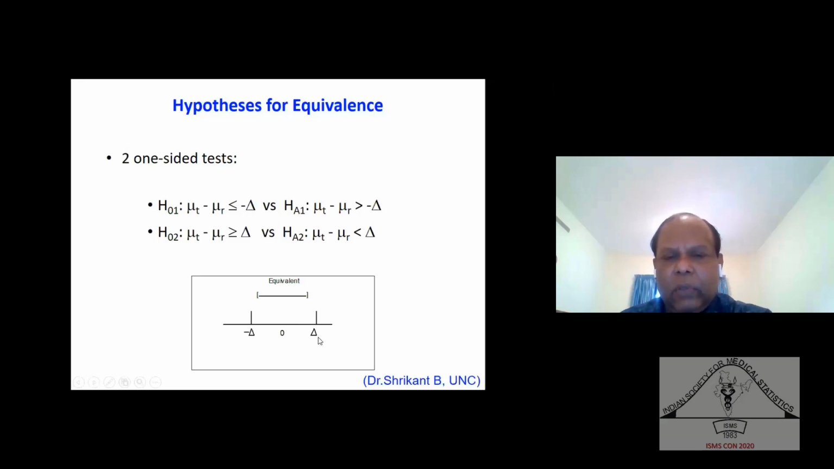Now we have discussed how you decide your delta. That is more of a consensus. It should not be too wide. So if you put a too wide or too big delta, then your sample size will come down.